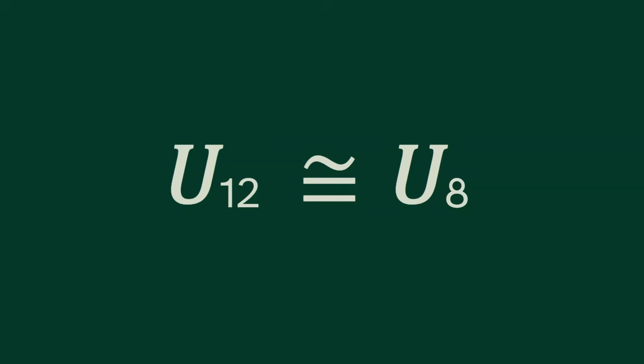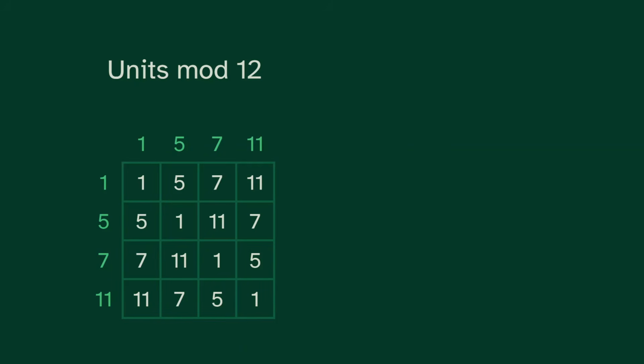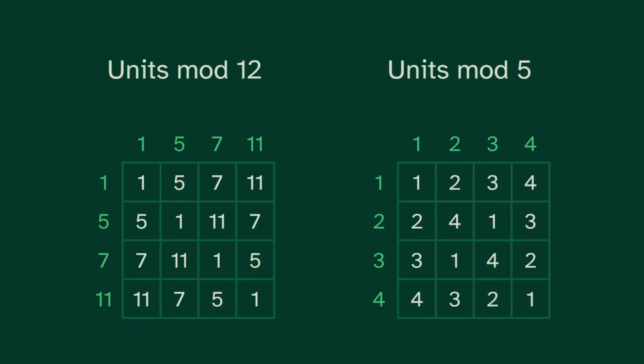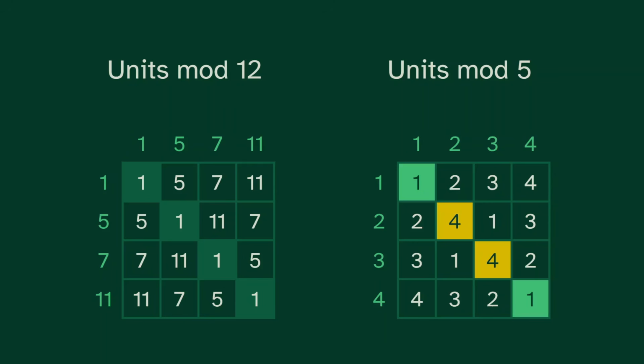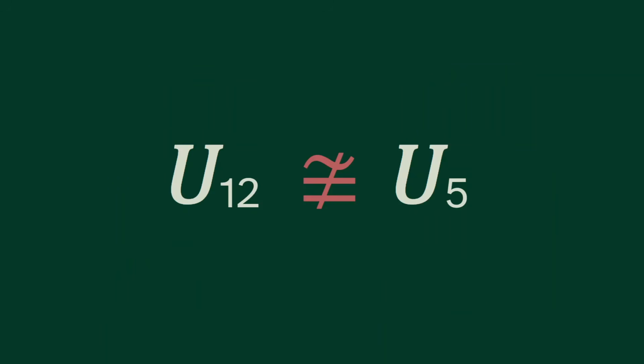Let's take a look at another example. Again, with the units mod 12, we'll compare against the units mod 5. Both of these groups have 4 elements. They make a 4x4 multiplication table, but they're not the same. And this is clear if we look at the diagonal. These are all the square numbers, multiplying a number by itself. In the units mod 12, the squares are all the same. But that's not true in the units mod 5. There are 2 different squares. So there is no way we can map between these because the squares act differently. So the units mod 12 are not isomorphic to the units mod 5.